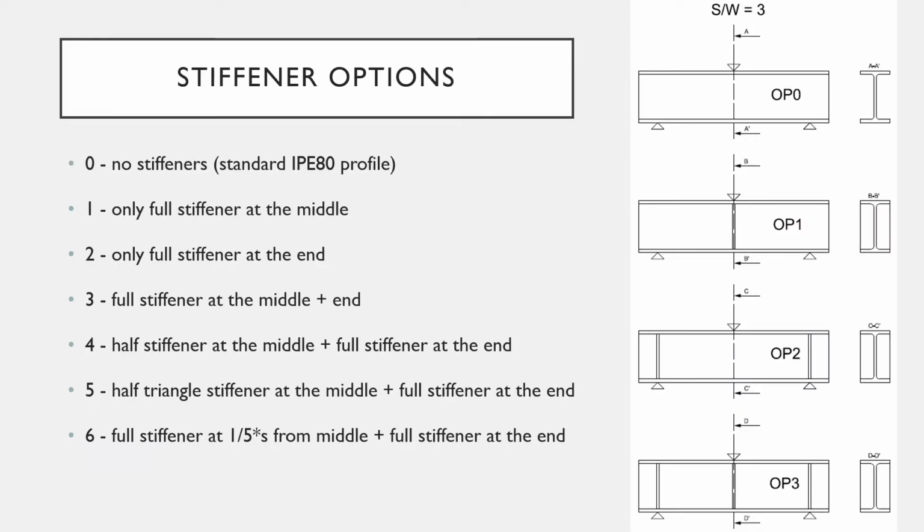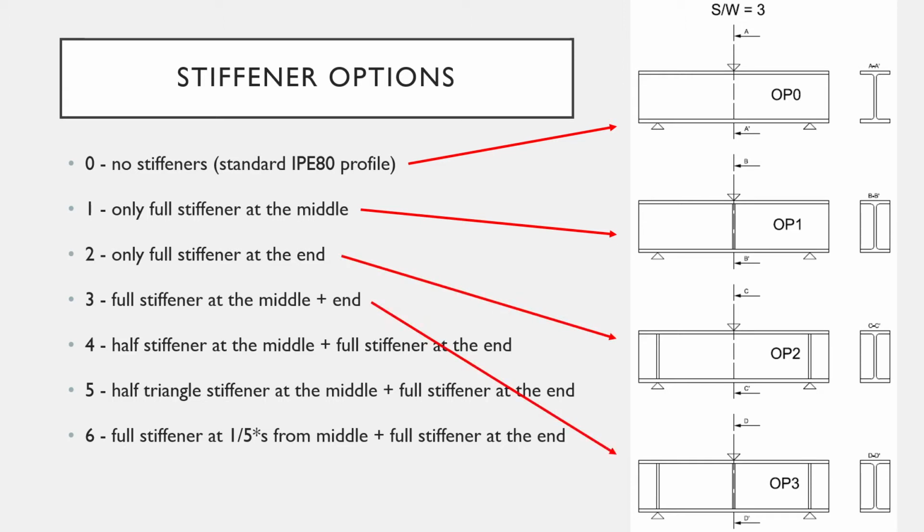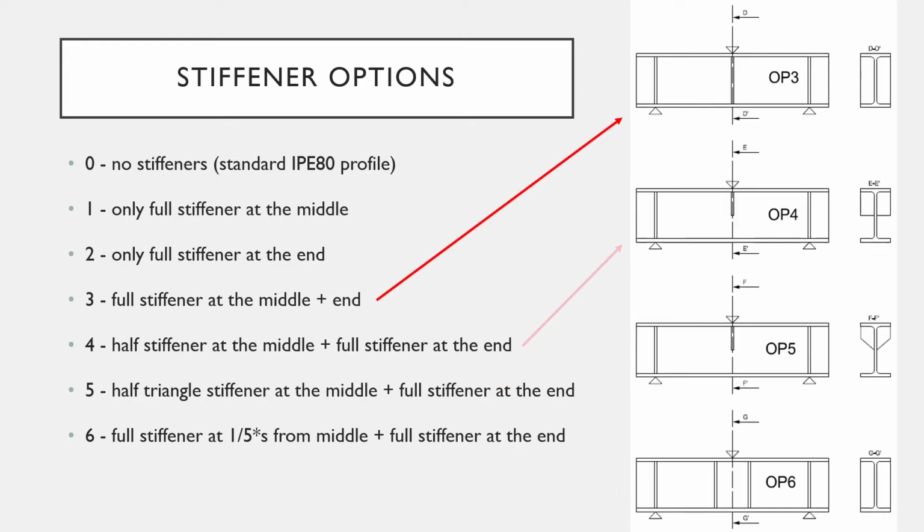Here you can see the stiffener options which will be used in this research. At the right you see the IPE80 profile in the standard version, so without stiffeners. Then option 1, only a full stiffener at the middle. Option 2, only full stiffeners at the end. Option 3, full stiffeners at the middle and at the end. Here you can see option 4 with a half stiffener at the middle and full stiffeners at the end. Option 5 is the same, but with a triangle shaped stiffener in the middle. And option 6 is with full stiffeners at 1/5 from the middle and full stiffeners at the end.